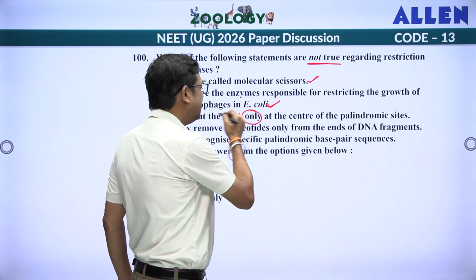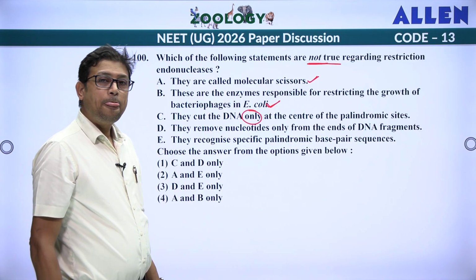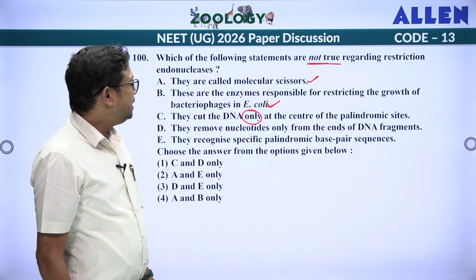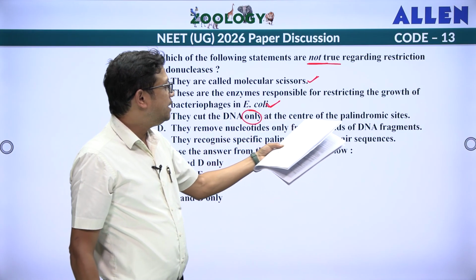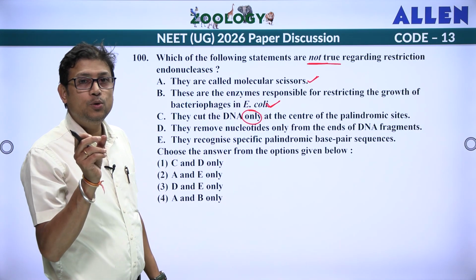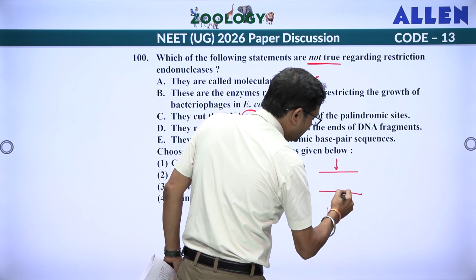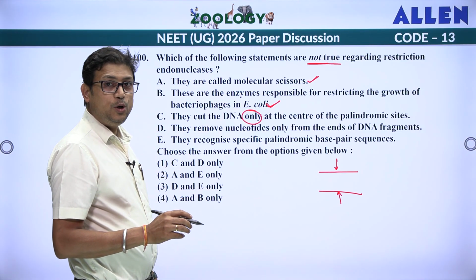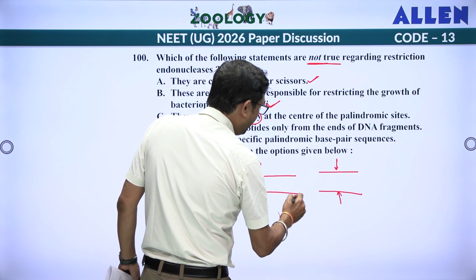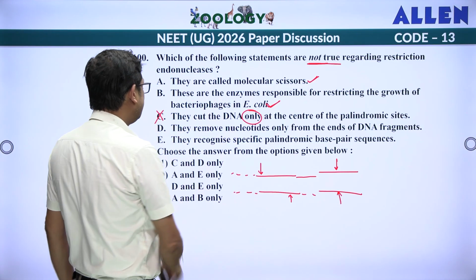Here it is wrong. Now, the restriction endonuclease can produce two types of ends, right? Staggered end and blunt end. In case of blunt end, it is true that it cuts the DNA at the center of the palindromic site. The restriction enzyme will cut the DNA at the center, then it will produce the blunt end, right? So, if this is the sequence, here one cut, here one cut. But if the restriction enzyme is producing sticky end, then one cut will be here, one cut will be here in the palindromic sequence. So, I can say C is wrong.